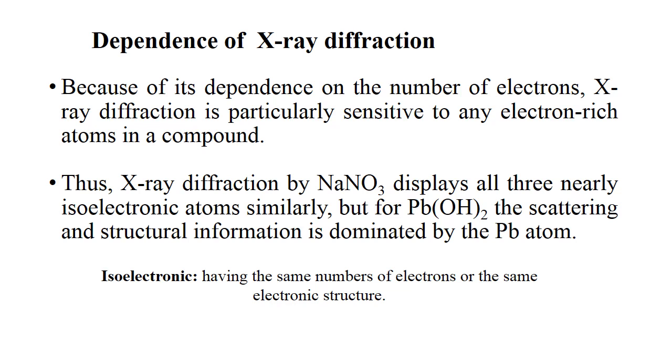But for lead hydroxide, Pb(OH)2, the scattering and structural information is dominated by the lead atom, because the lead is the electron-rich center, and X-rays will interact with the lead, and the diffraction pattern is actually dominated by the lead electronic cloud.